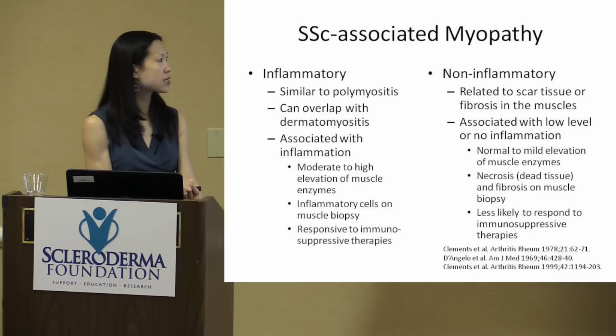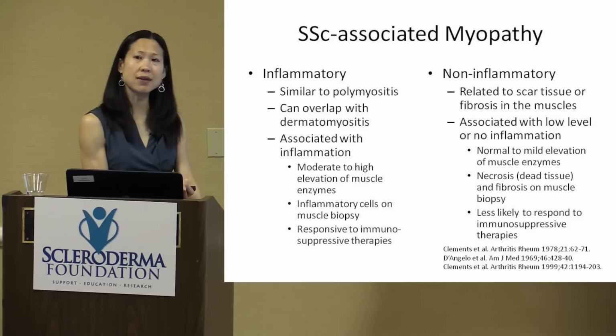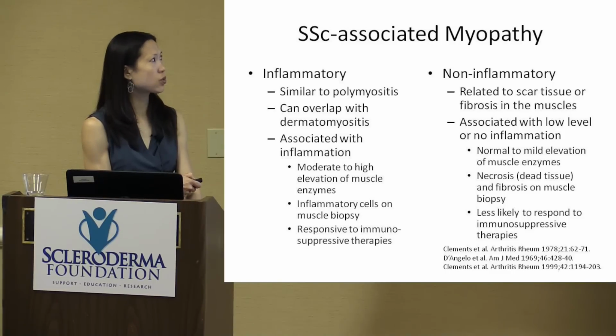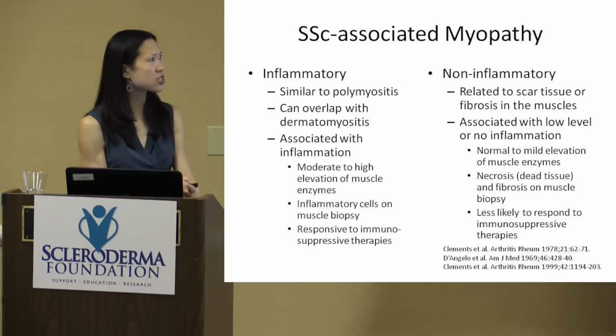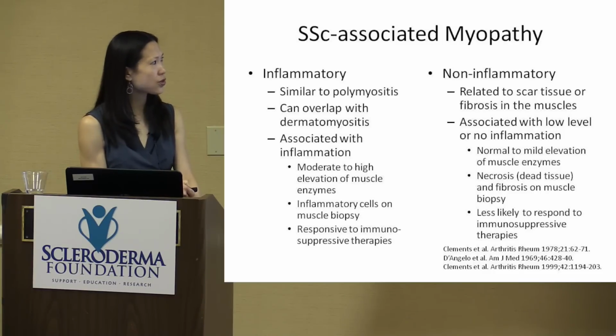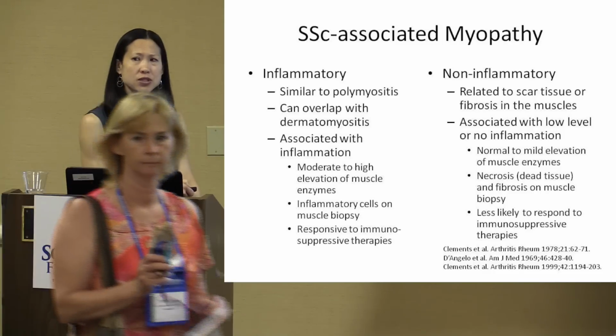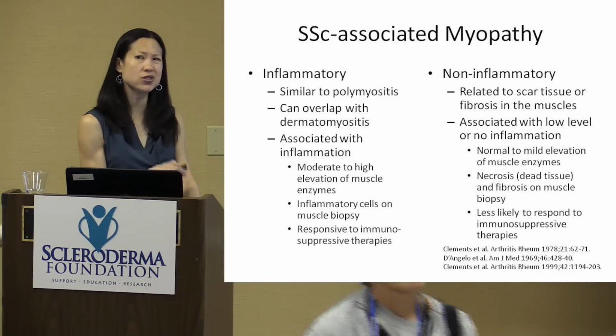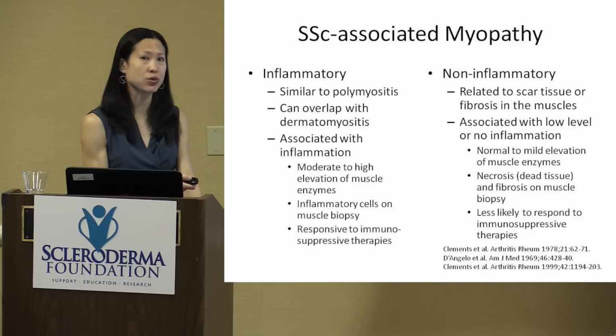Again, there are inflammatory cells on the muscle biopsy, and most of the time these patients will do well if you give them immunosuppressive therapy. In contrast, the non-inflammatory form of scleroderma muscle disease is more related to scar tissue or fibrosis in the muscles. There can also be necrosis or dead tissue, and really there's not much inflammation. These patients don't have high elevation of muscle enzymes in their bloodstream, and there's dead tissue or necrosis and scar tissue or fibrosis in the muscle biopsy. Because there's not a lot of inflammation, anti-inflammatories or immunosuppressives don't seem to help the muscle disease in non-inflammatory myopathy as much as in inflammatory disease.